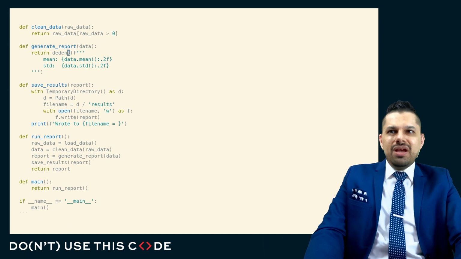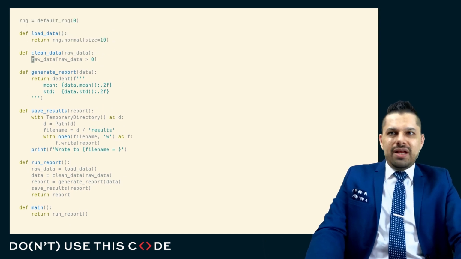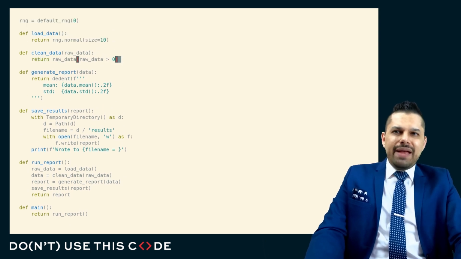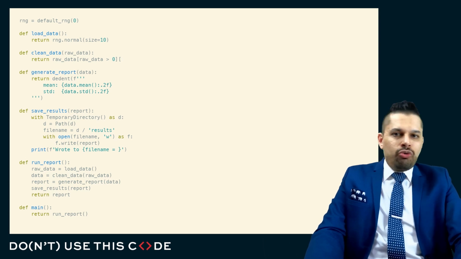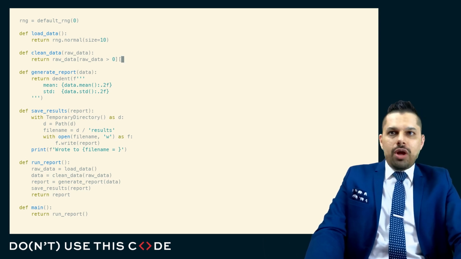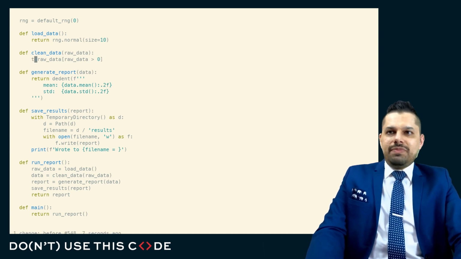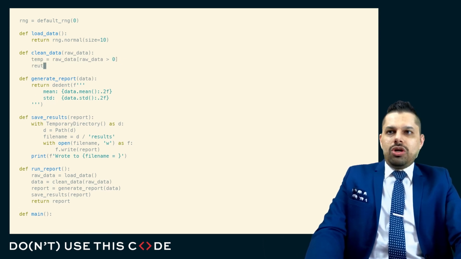Or does somebody want to remove outliers from this data? They want to take the data and remove any values that are greater than one standard deviation from the mean. So they want to take any values here. This is my temp. They want to say return this temp where the value is greater than one standard deviation from the resulting mean.